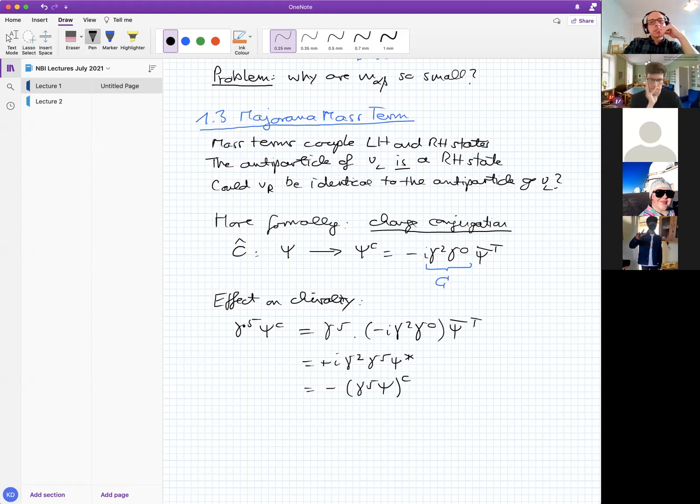So what's happened is, if psi transforms under gamma 5 with eigenvalue +1, then psi c transforms with eigenvalue -1. So in other words, this operation indeed flips the chirality as we anticipated. So C hat flips the chirality. It transforms a left-handed particle into a right-handed antiparticle.